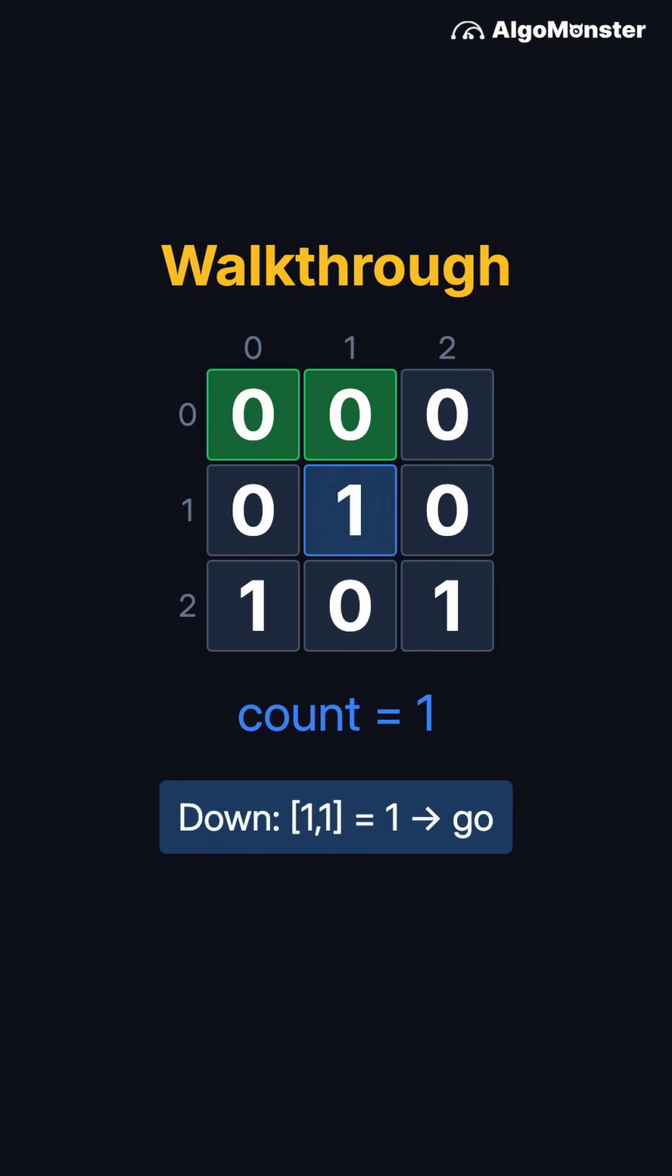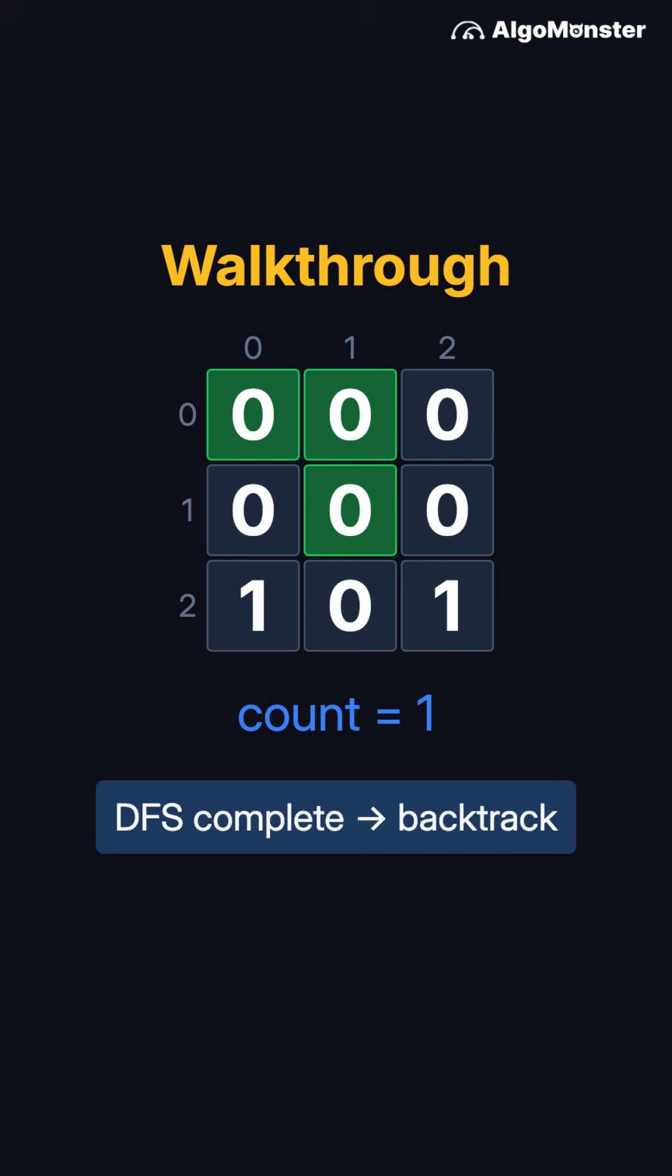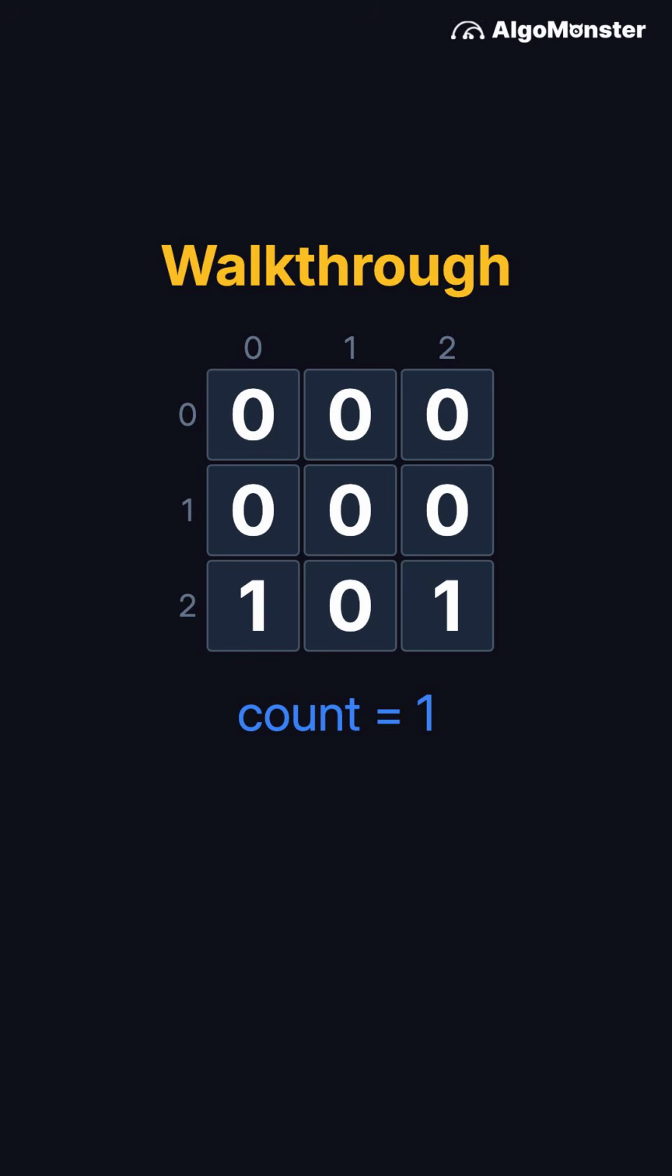Down at row 1, column 1 is a 1. Go there. Now at the center cell, row 1, column 1. Flip it to 0. All 4 neighbors are 0 or out of bounds. No unvisited land left, so DFS returns. First island is fully sunk. Grid now looks like this: 0, 0, 0, 0, 0, 0, 1, 0, 1.